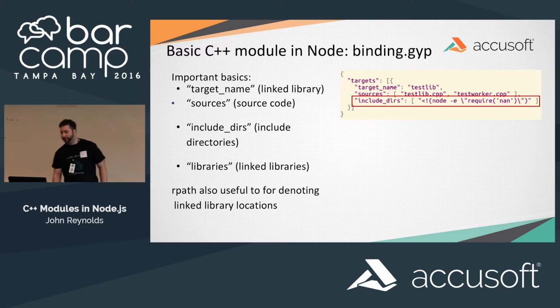Now, one thing I want to point out is this. These files allow for shell instructions to be run as part of a kind of expansion. So in this scenario, we're actually causing Node.js to be run to find out where the nan location exists. So instead of having to hard code a location, which may be different for each individual user, we can just have Node itself tell us where nan exists.